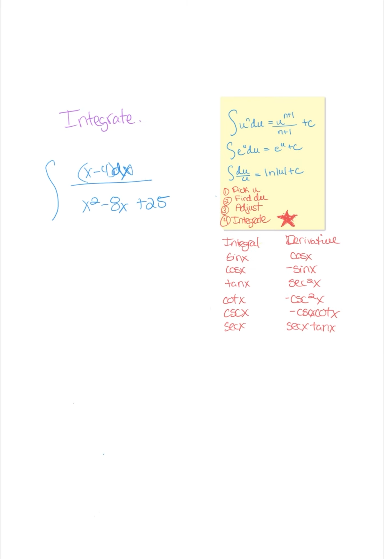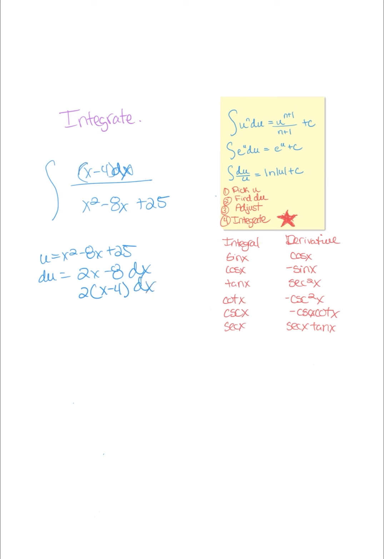Okay, for this one here, we're going to set the bottom equal to u. We'll take the derivative of that, which is 2x minus 8 dx. But if we look at our problem here, we see that we have x minus 4, and we cannot multiply by anything other than a constant, which is equal to 1. So in order to do that, we can just factor out a 2.